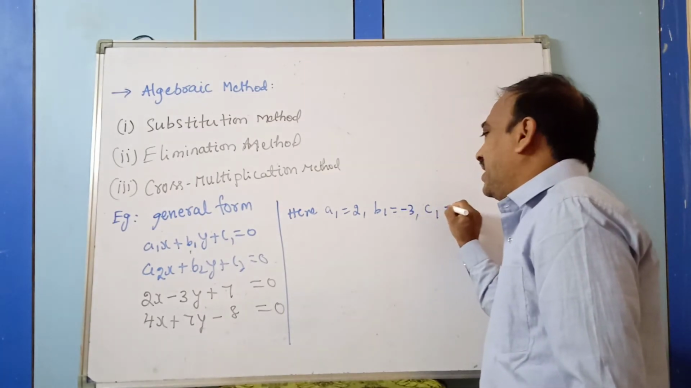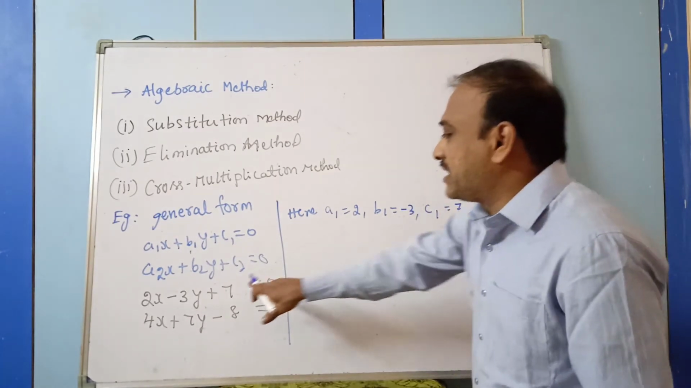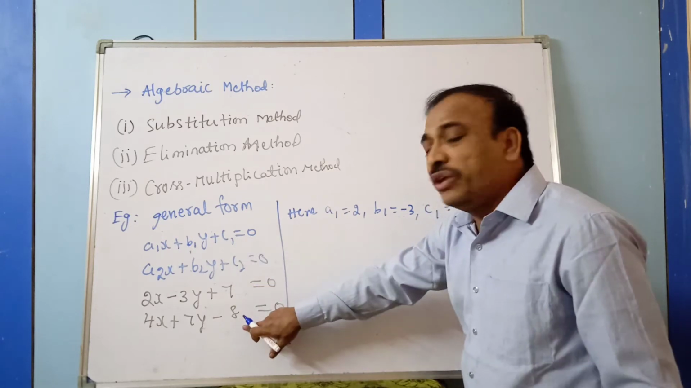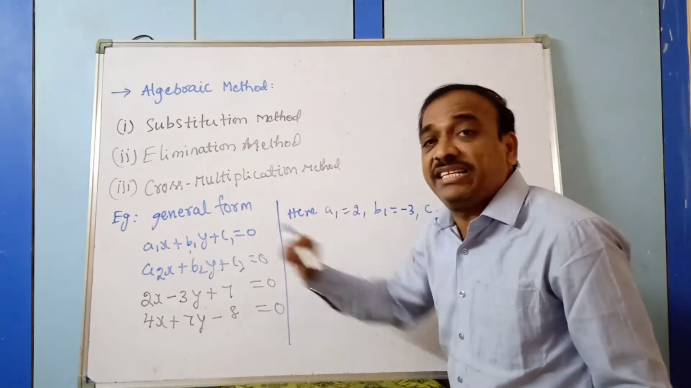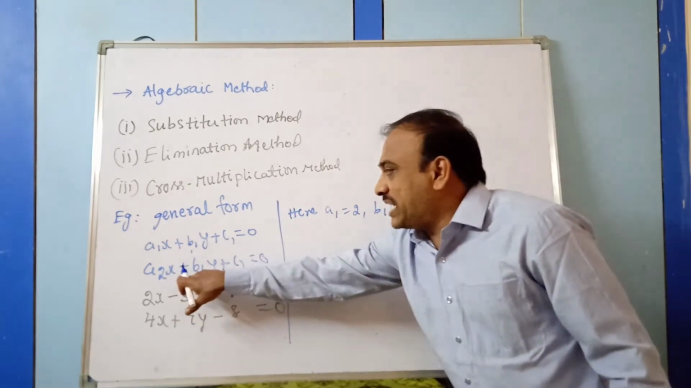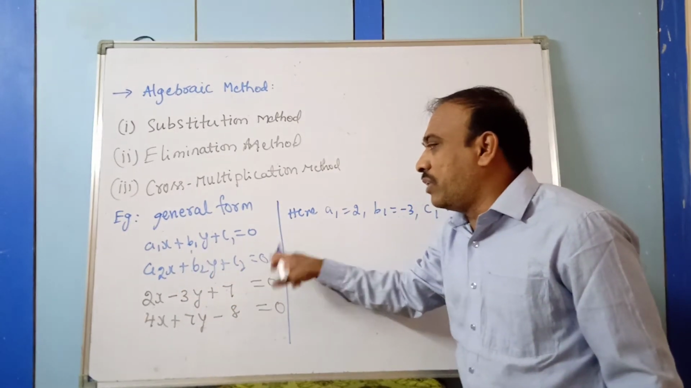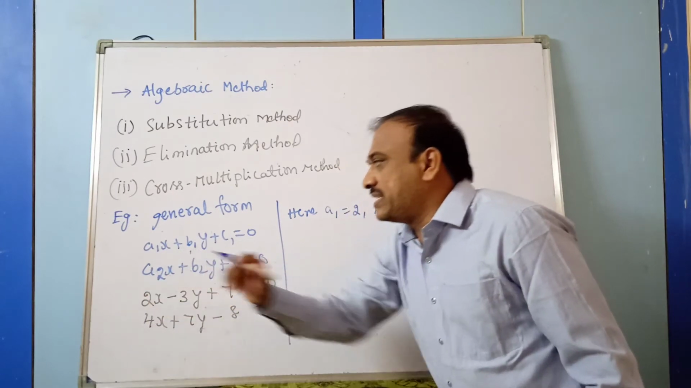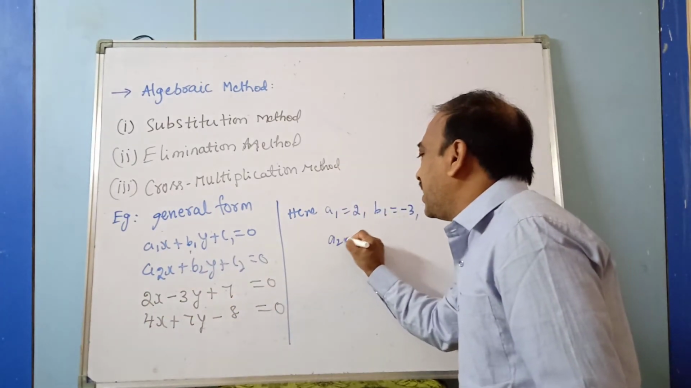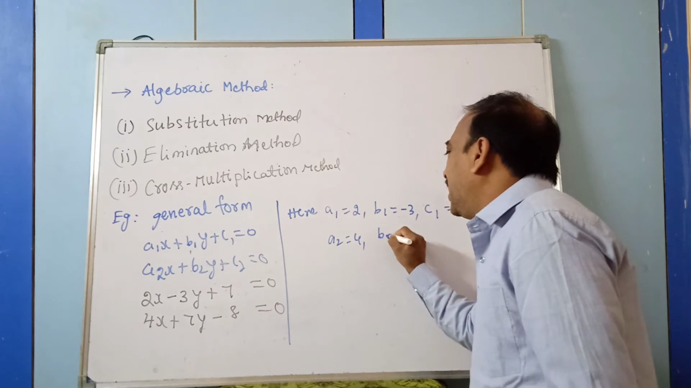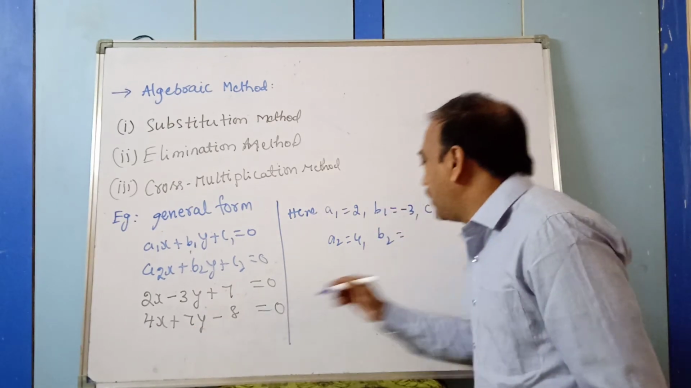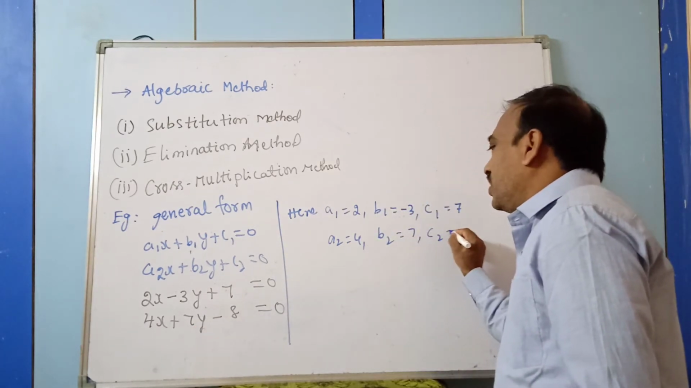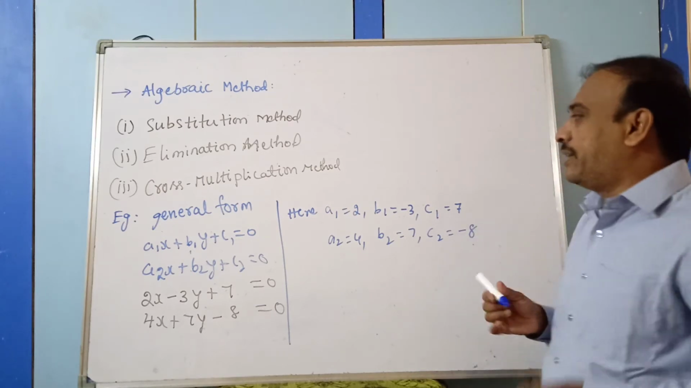Then C1 is equal to 7, a constant value in the first equation. When you take the second equation, you have to compare with A2x plus B2y plus C2 equal to 0. So the x coefficient is 4, which is A2. So A2 is equal to 4, B2 is equal to 7, and C2 is equal to minus 8.